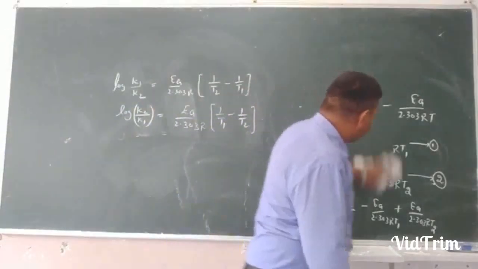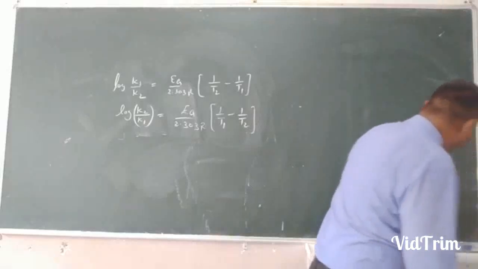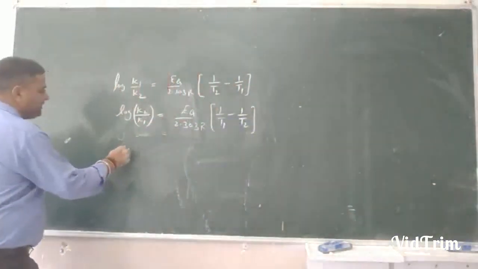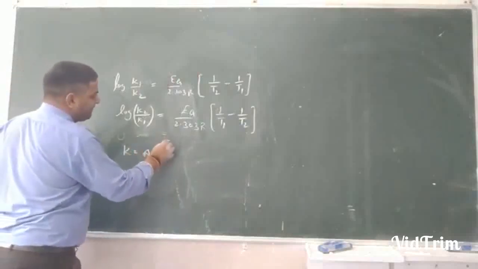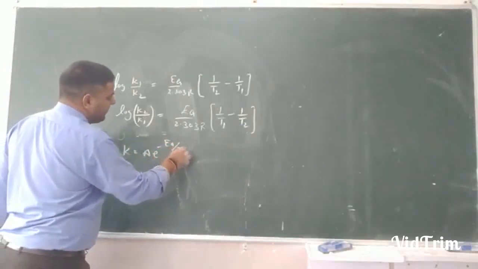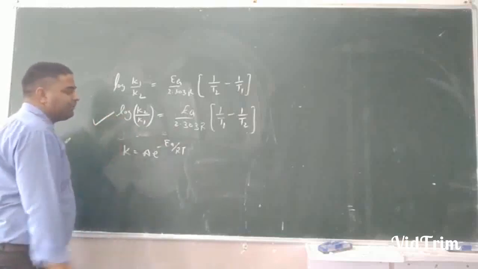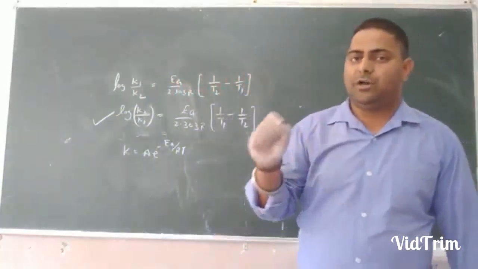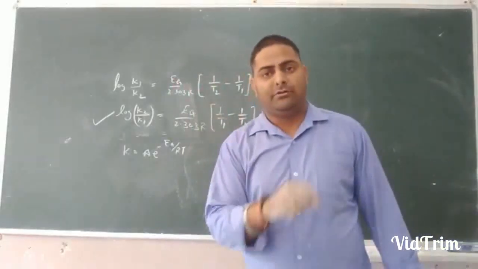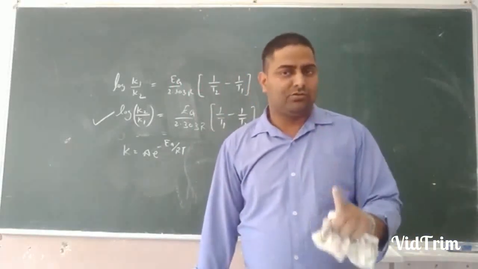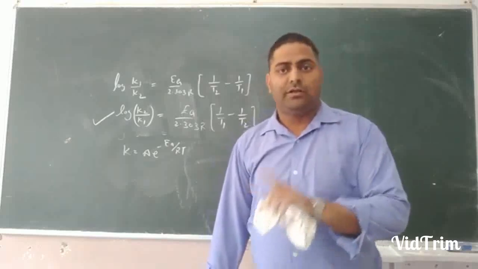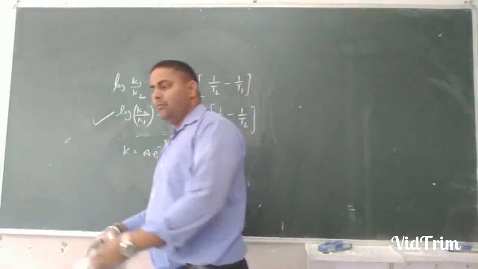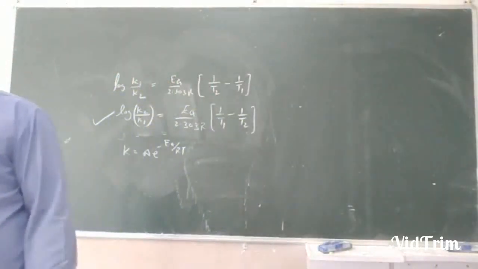So we have seen there are two forms of the Arrhenius equation. One is K equals A e power minus Ea upon RT, and the second is log K2 upon K1 equals Ea upon 2.303 R into (1 upon T1 minus 1 upon T2). R is a gas constant whose value is 8.314. Keep this in mind. So that is what we have, the Arrhenius equation.